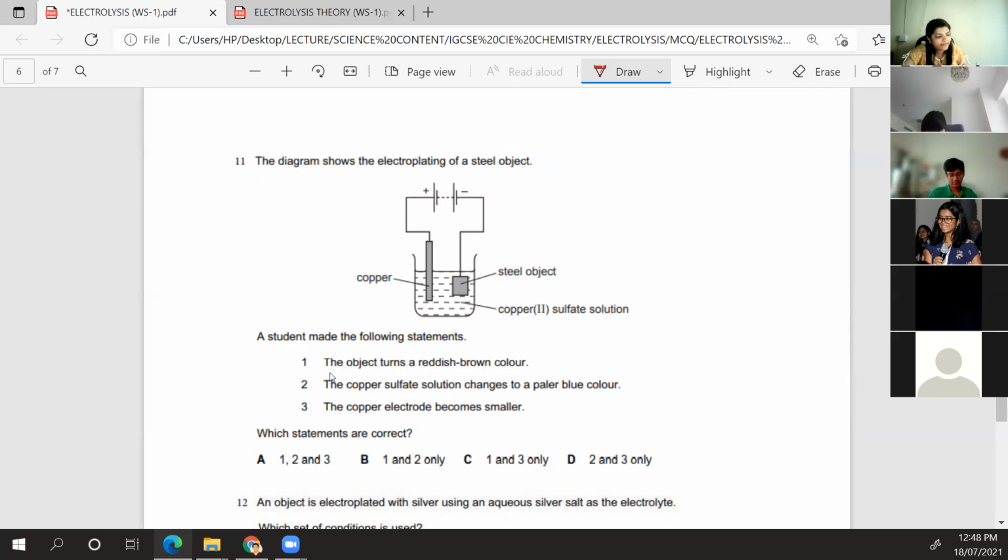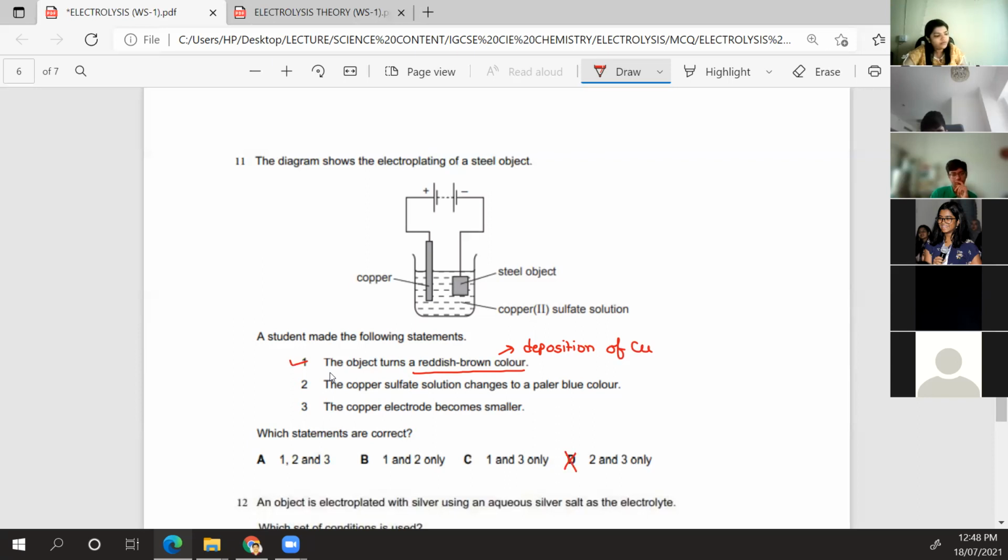Now, copper is the metal and copper sulfate, steel object. Now, the object turns reddish brown color. Yes, it will turn reddish brown color because of the deposition of copper. Okay. So, statement 1 is correct, which means option B is wrong.